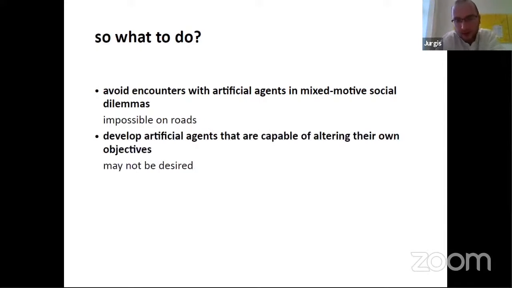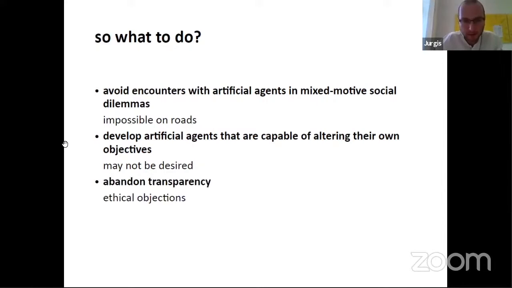The second option might be, and this is probably the most difficult option, to develop artificial agents that are actually capable of altering their own objectives on the fly and choosing their ultimate objectives. Now, even if this were technically possible, it's questionable whether we want to forge an artificial agent who could potentially agonize over the dilemma of whether they should pursue their selfish interests or mutual interests in interactions with us humans. So it's not sure whether we even would like to do that, even if it is possible.